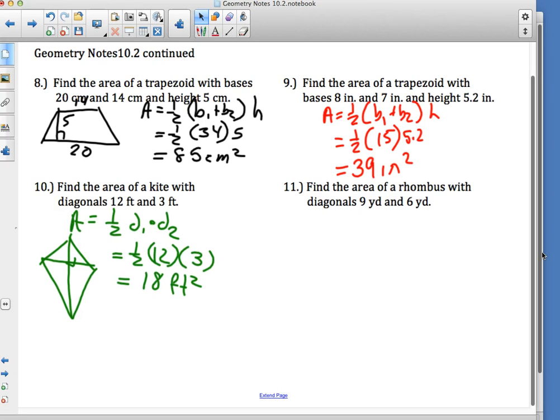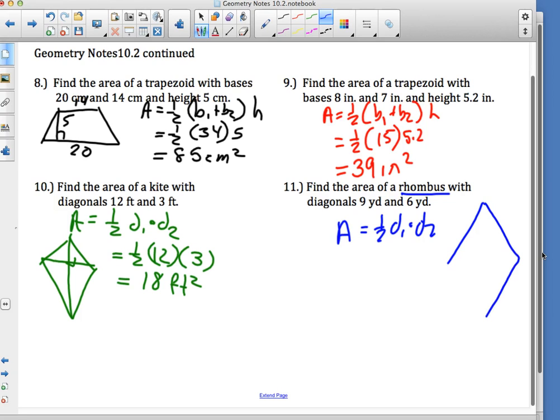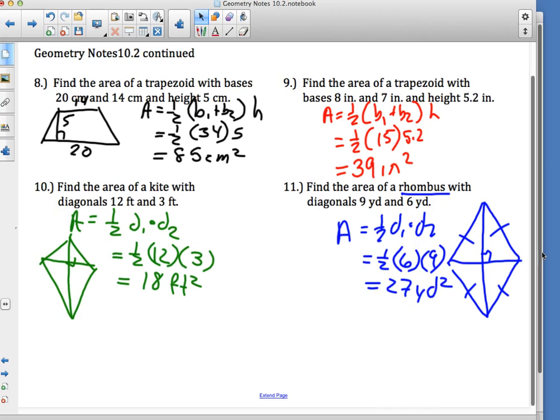Now in this last one, the area is still 1/2 diagonal 1 times diagonal 2. And we're talking about a rhombus. The rhombus is a shape where all the sides are the same. It's kind of kite-esque. That's perpendicular, okay? I've got diagonals yet again, and I'm going to go 1/2 of 6 times 9, which gives me 27 yards squared. Those I should have known right off the top of my head, no problem.